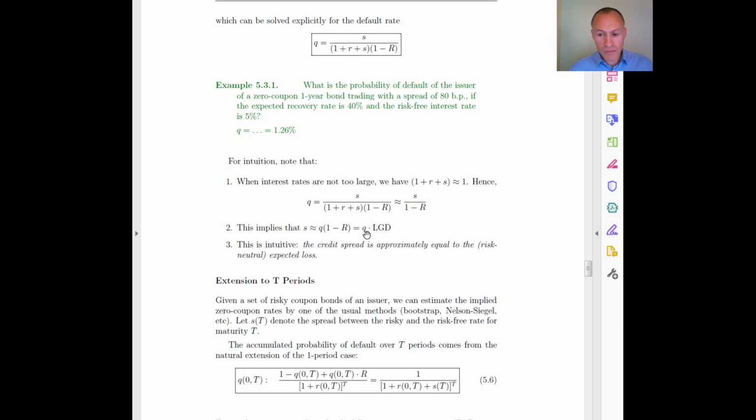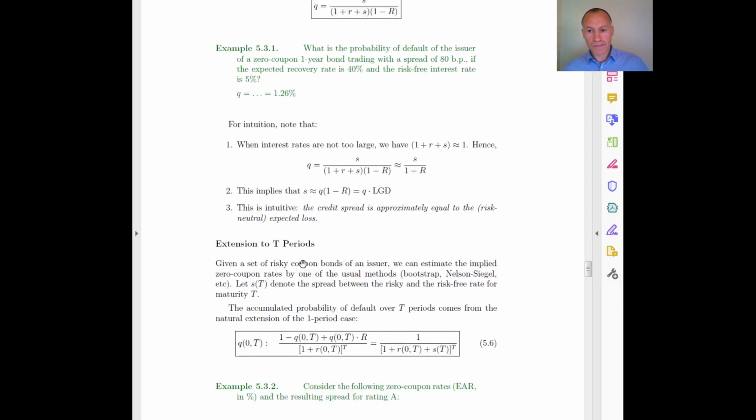Plus a little bit more, because this is not what I really expect to lose, but it is adjusted for my risk aversion. So it is a little bit higher than my expected loss because I don't take risks for free. I am not risk neutral. I am really risk averse. So the spread compensates me for what I really expect to lose, plus a little bit more for taking risk. So the risk neutral expected loss.